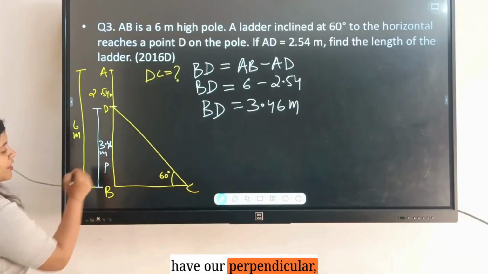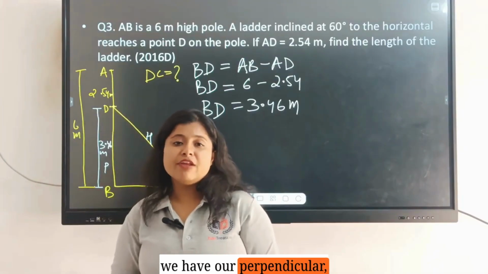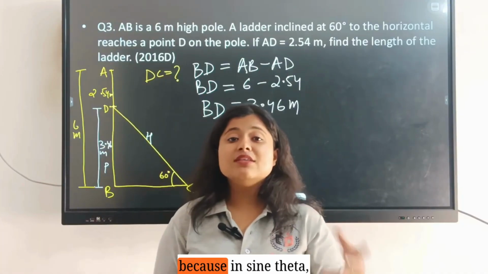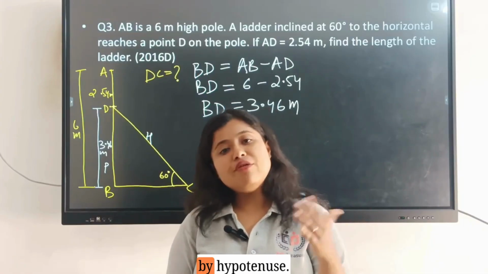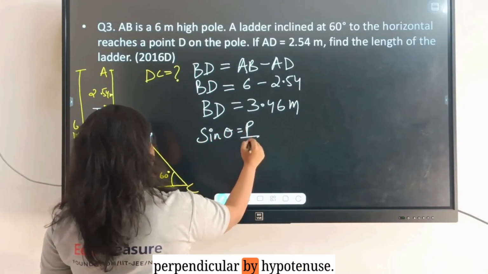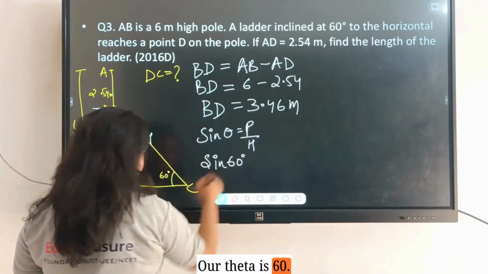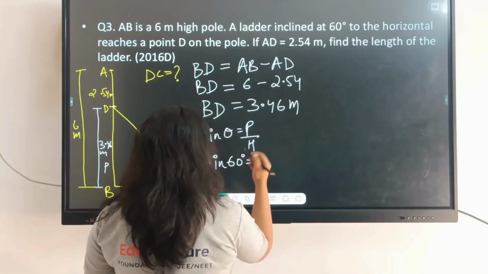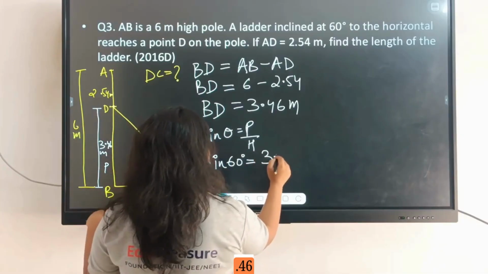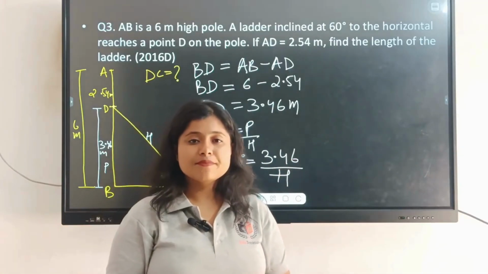Now it is said that we have to find the length of the ladder. Means we have our perpendicular, we have to find the hypotenuse. Now tell me, we have our angle, we have our perpendicular, we need to find the hypotenuse. What kind of formula do we use over here? We will use sine, because in sine theta the formula is perpendicular by hypotenuse. So sine theta is equal to perpendicular by hypotenuse. Our theta is 60. Our perpendicular is 3.46 and we have to find our hypotenuse.